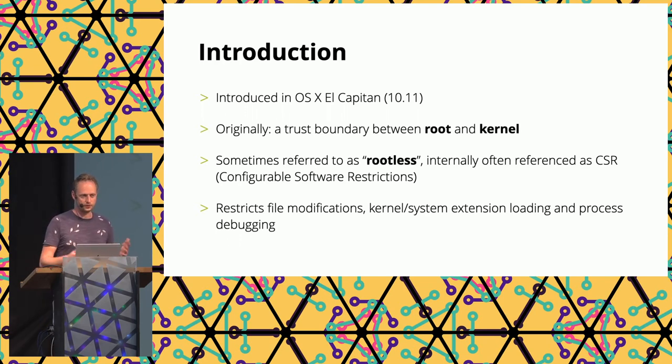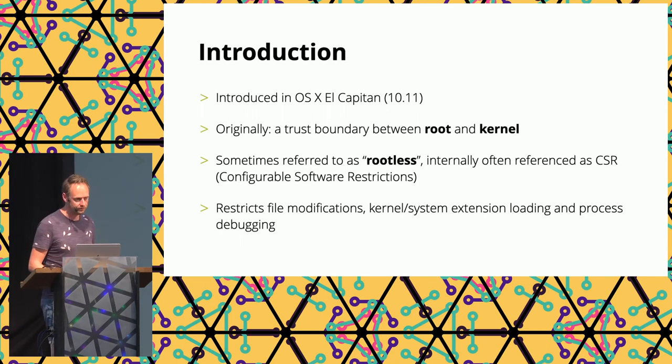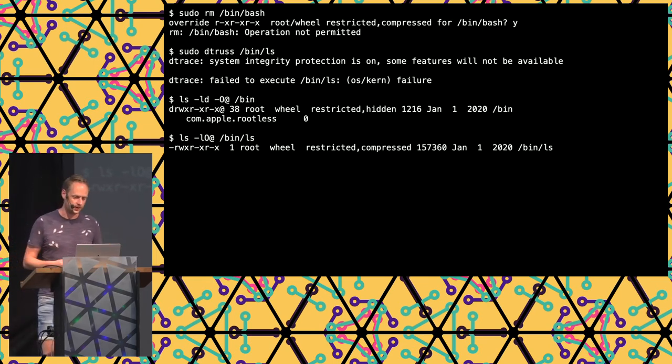The reason for this is that on most macOS installations, there's only one user, which is also the administrator user. So typically, you would be only one exploit away from getting full system access. But SIP prevents you from modifying important system files. For example, if you want to remove your shell, it will say it cannot do that, because the bin directory and all applications in there are protected by System Integrity Protection. You also cannot attach a debugger to system processes, which is also prevented by SIP.